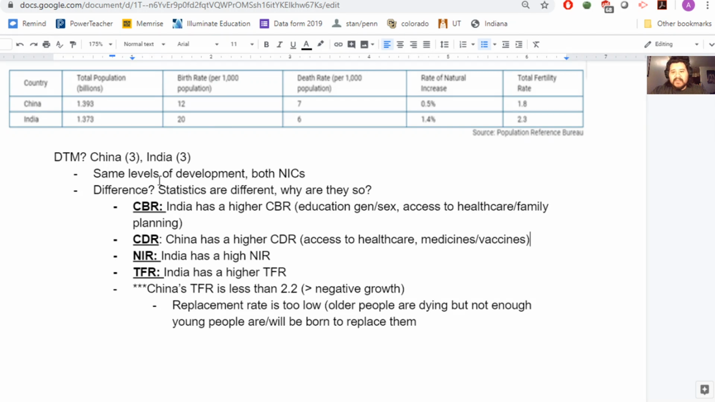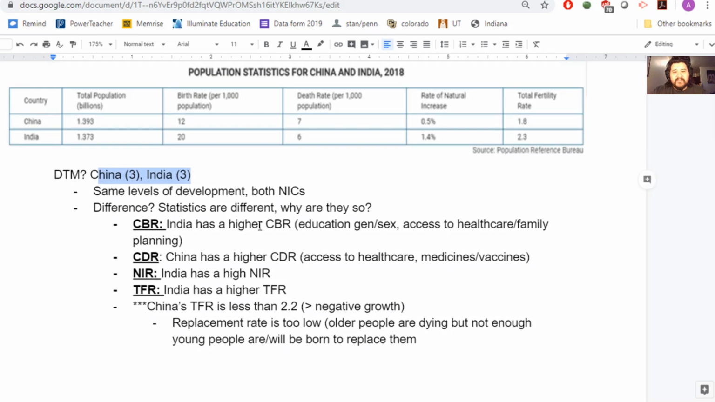So developmentally, these countries are quote unquote the same, DTM stage 3, both NICs, but there are some nuances going on in the country. Some details that are as of yet undiscovered, until we break down the stimulus and look at it in detail like we are here.